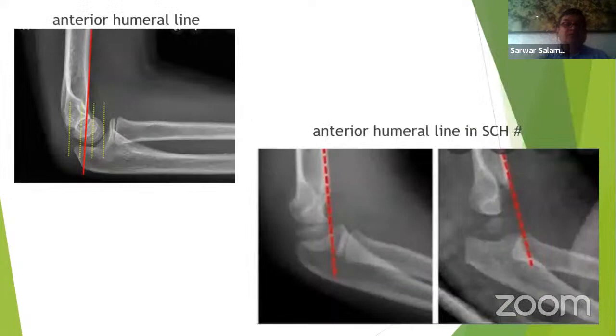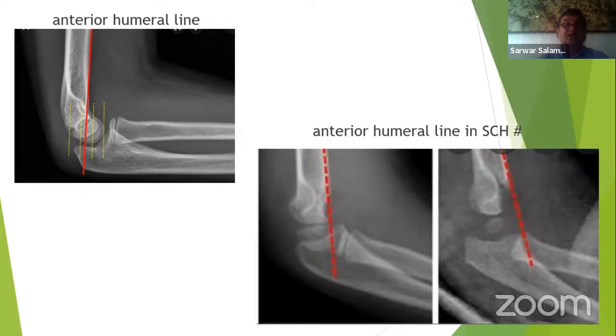So let's come to the anterior humeral line. If we draw a line along the anterior part of the humeral shaft, we know that the capitellum, at the lower end of the humerus, is below it. In lateral view, the line should cut the middle third of the capitellum, as you see in the first film on the left. If after an elbow injury it doesn't cross the middle third, like the second or third picture, we should suspect a supracondylar humerus fracture. In the third picture you can see the fracture line quite clearly, but in the second picture it's not clear. Still, with this anterior humeral line, we should suspect a fracture.